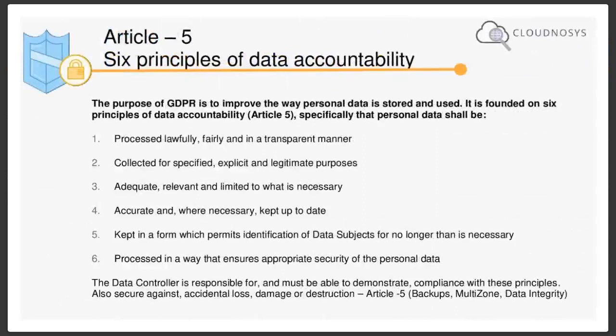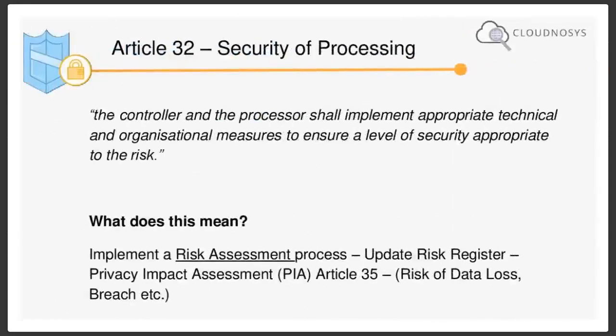Okay, Article 5 has to do with six principles of data accountability. You have to process data lawfully, you have to have a legitimate purpose, you can only collect what is necessary, and you have to keep it accurate, up to date, and so on and so forth. These are some of the principles you need to follow when you are collecting and processing data.